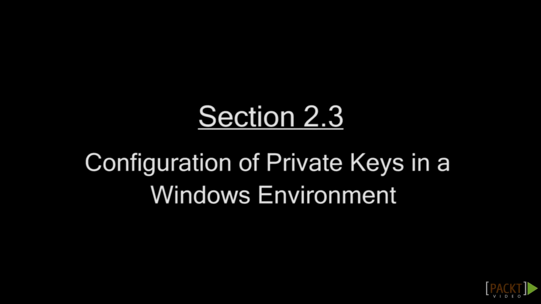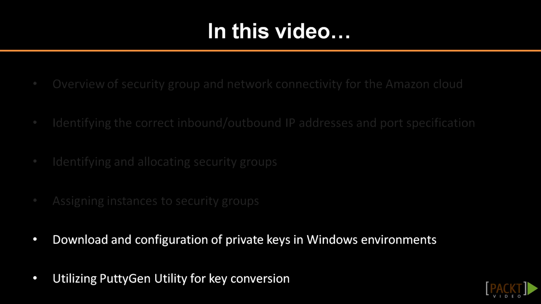Hello, and welcome to Building Hadoop Clusters. This is Section 2, Setup, Network, and Security Settings. In the previous video, we talked about identifying and allocating security groups and how to set the rules for different TCP ports and the security groups for Hadoop services. In this video, video number 3, we will talk about downloading and configuring private keys for the Amazon cloud in a Windows environment. We will also talk about utilizing the PuTTY utility for converting keys to a format you can use with the PuTTY terminal utility to connect to your Amazon instances.